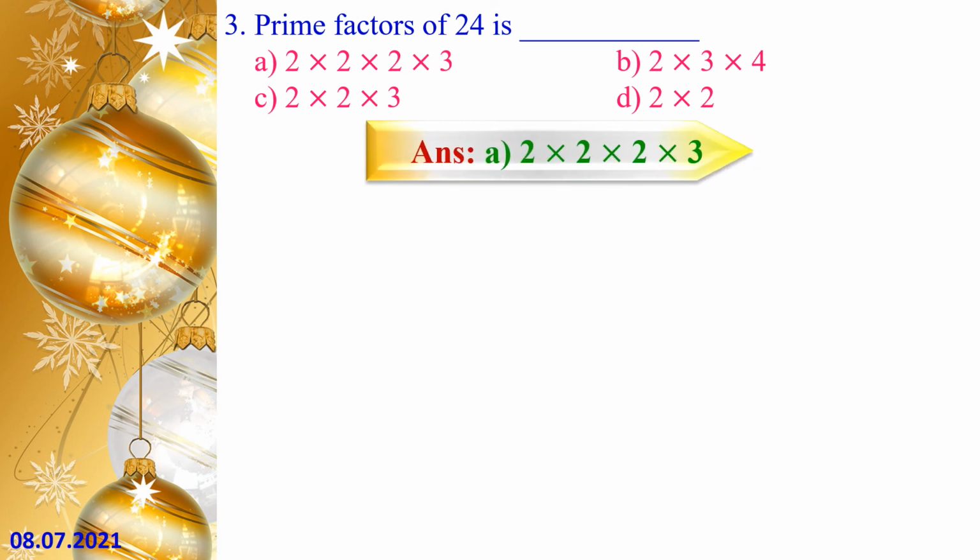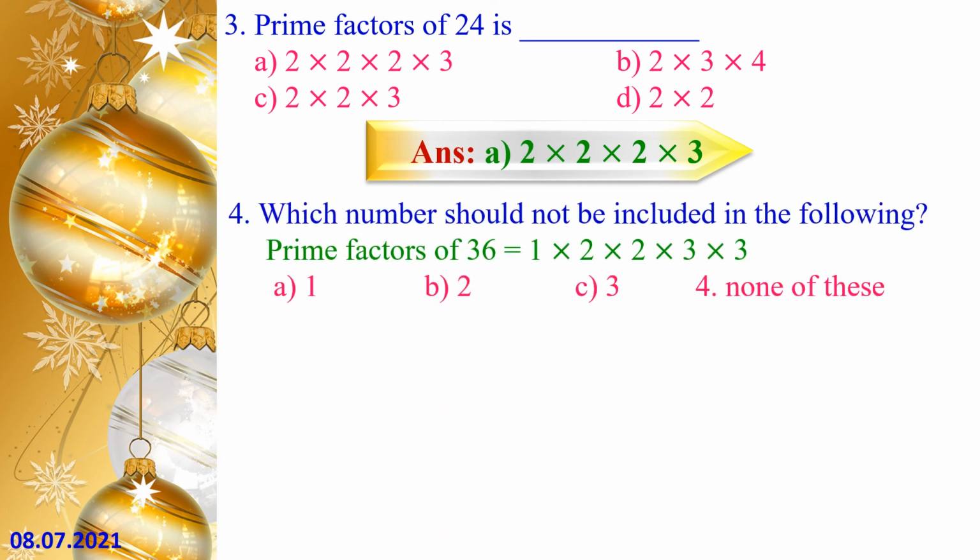The option A, 2 into 2 into 2 into 3, because 2 into 2, 4. 4 into 2, 8. 8 into 3, 24. Next one. Which number should not be included in the following? The prime factors of 36 equal to 1 into 2 into 2 into 3 into 3. So the answer is 1. Okay, 1 is neither prime nor composite.